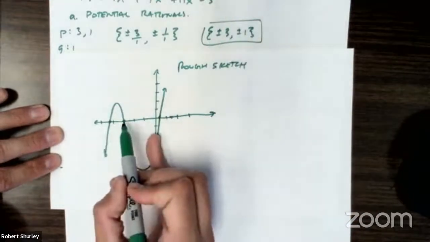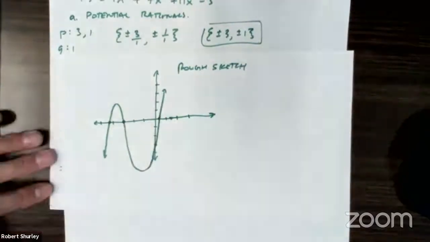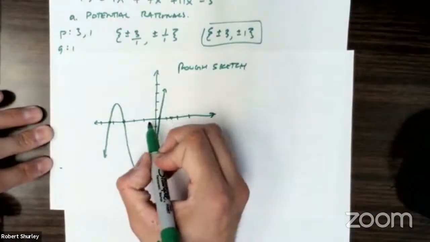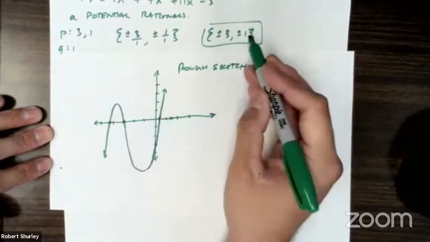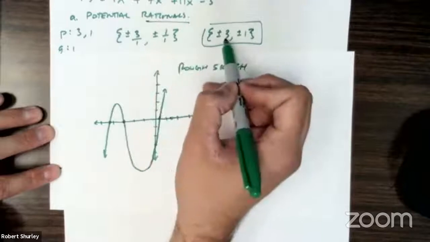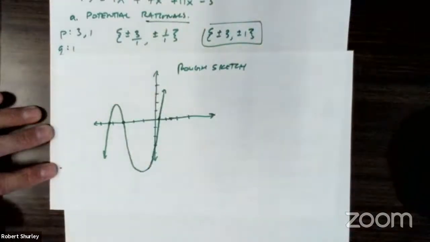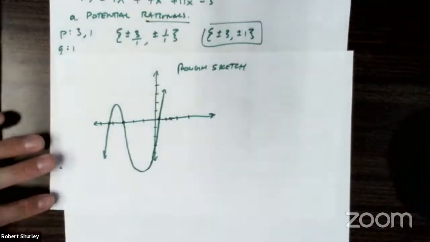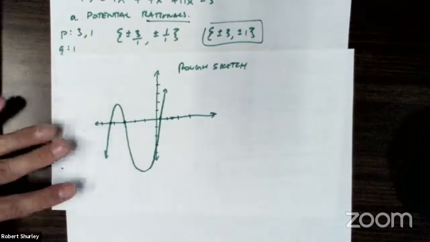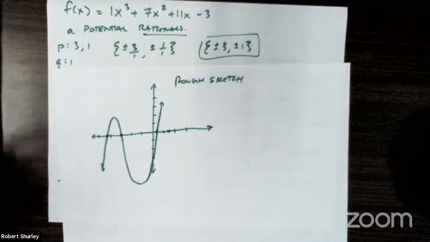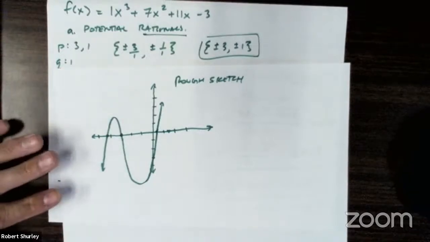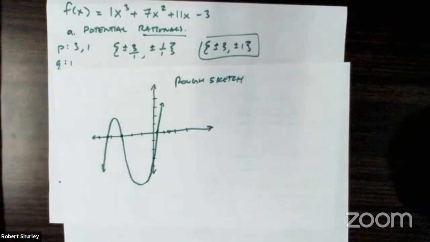Negative 3, hey, this graph goes through negative 3. That's got to be my zero. It's got to be one of them. Same thing with positive 1 and negative 1. This graph doesn't go through positive 1 or negative 1. So the only rational zero is going to be negative 3. So if we had some form of technology that could graph these functions, then we could probably narrow down the potential rational zeros. And oh, we do.